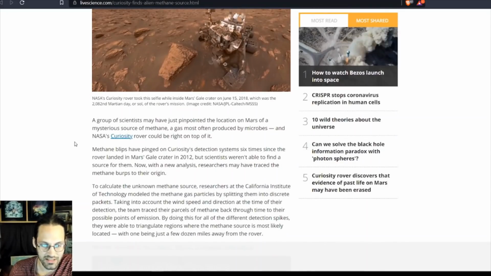I actually didn't catch this up. A group of scientists may have just pinpointed the location on Mars of a mysterious source of methane, a gas most often produced by microbes, and NASA's Curiosity rover could be right on top of it. Methane blips have pinged on Curiosity's detection system 6 times since the rover landed on Mars' Gale Crater in 2012, but scientists weren't able to find a source of them. Now, with new analysis, researchers may have traced the methane burps to their origin.